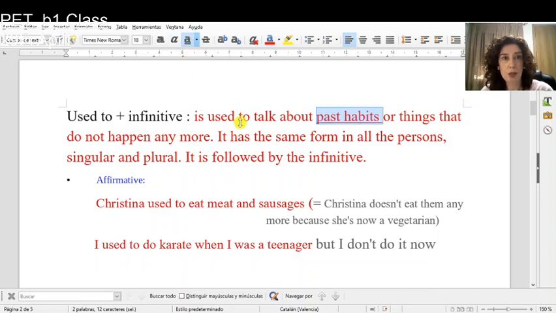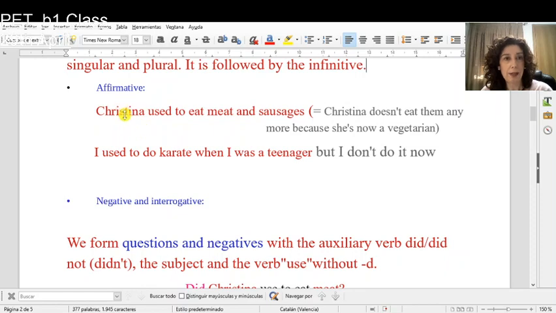Past habits or things that do not happen anymore, then we need a change. Nos hace falta un cambio. It has the same form in all persons, singular and plural, and it is followed by infinitive with to. So, let's see. Affirmative. Example. Christina used to eat meat and sausages. Then, Christina doesn't eat them anymore because she's now a vegetarian.